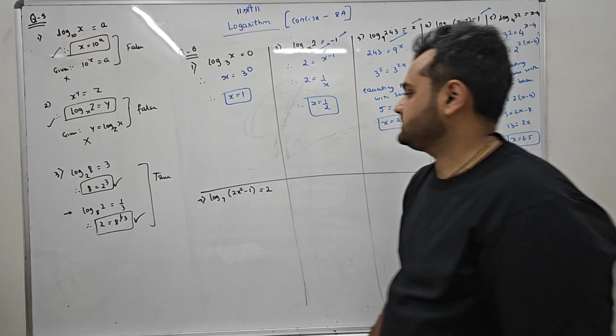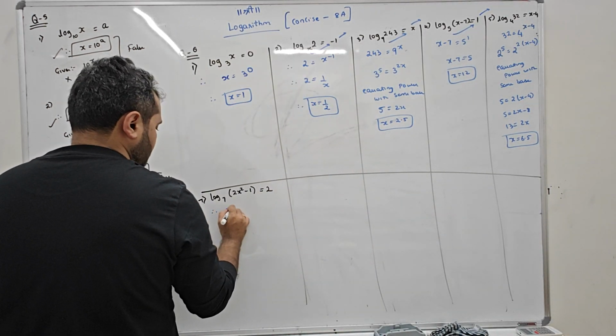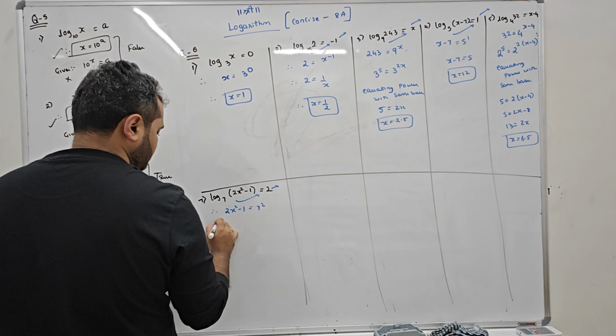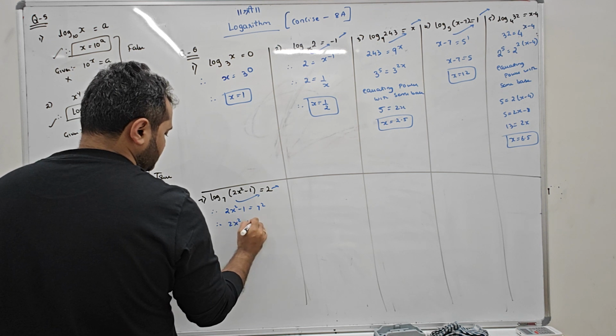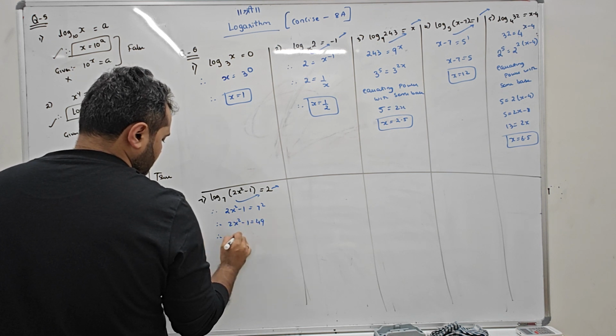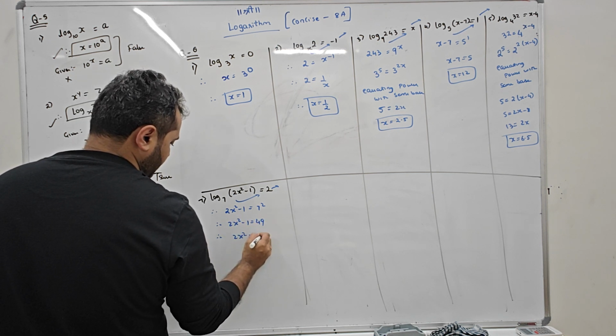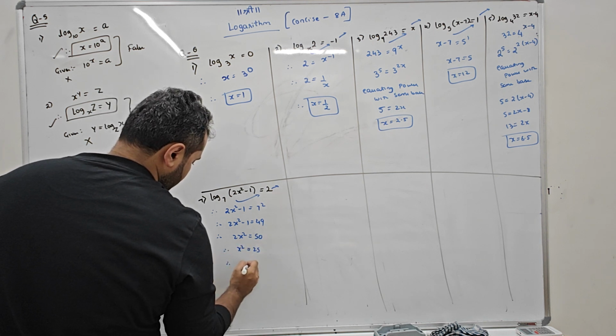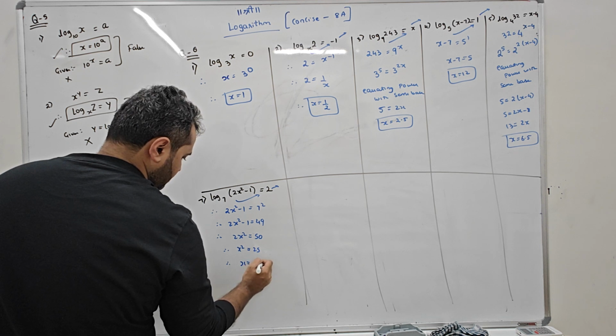Please go through the sums. 2x square minus 1 is equal to 7 square. 2x square minus 1 is equal to 49. 2x square is equal to 50. x square is equal to 25. Therefore, x is equal to plus minus 5.